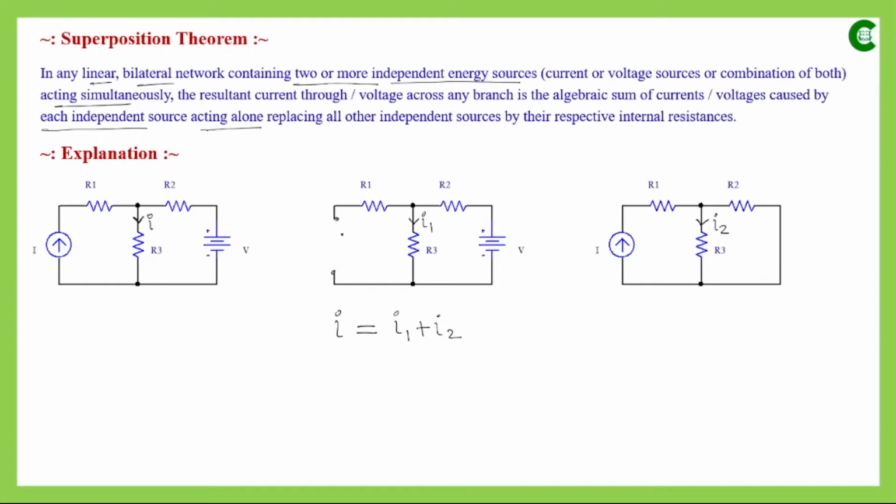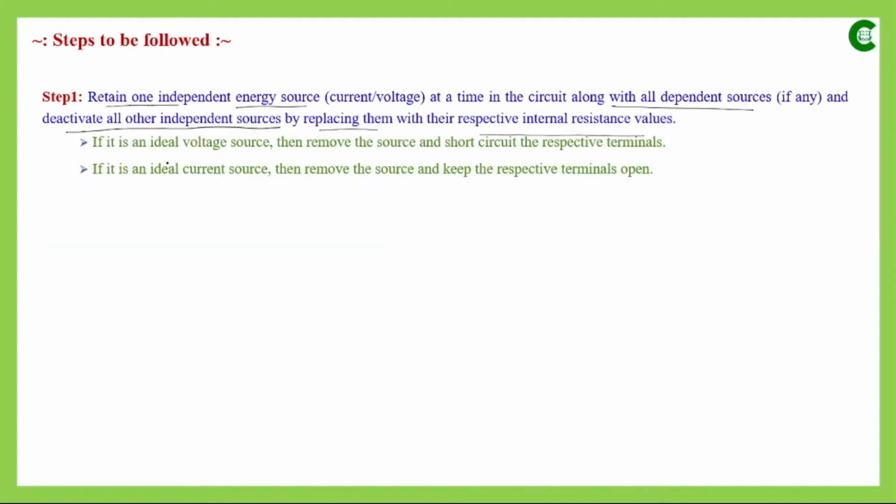If it is an ideal current source, otherwise, if there was any resistor connected in parallel, we'll keep that resistor in the circuit and we will deactivate only the energy part. We will keep the resistance part. That's what is written here: if the current source is ideal, then we will remove that source and keep the respective terminals open. But if the current source is not ideal, then there will be a resistor connected in parallel with it. So we will deactivate the energy part and keep the resistance part in the circuit. Otherwise, it will create an open circuit across those terminals if it is an ideal current source.